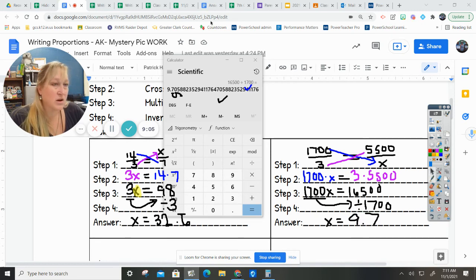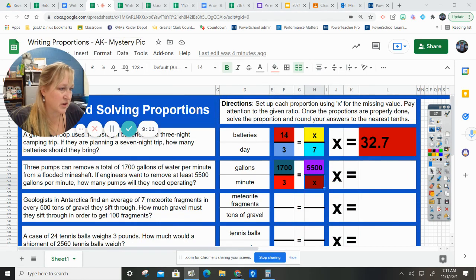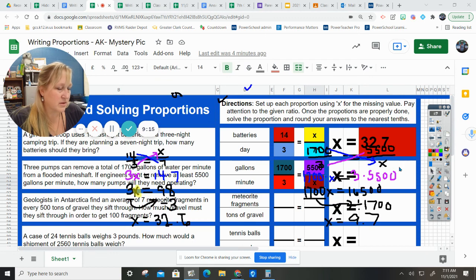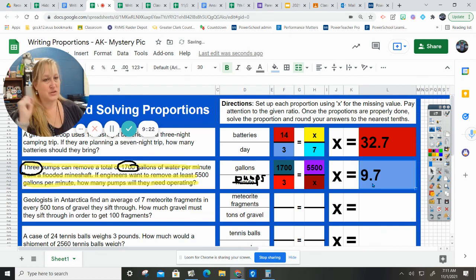9.7. All right, so let's go back over to our work. Make sure that this works correctly. So we ended up solving this one and the answer was 9.7. And it changed colors. So we're done with day one.